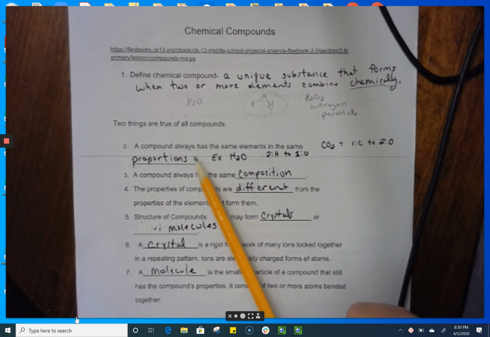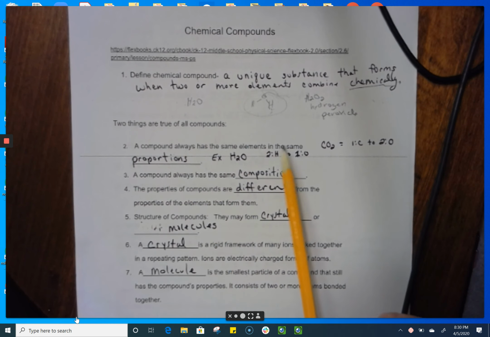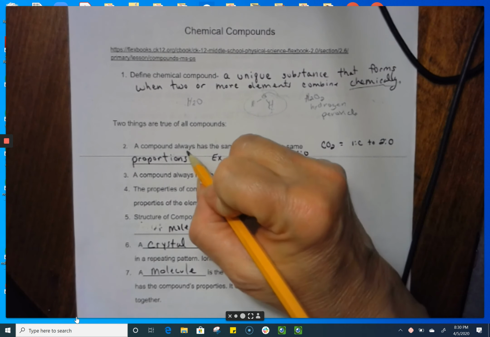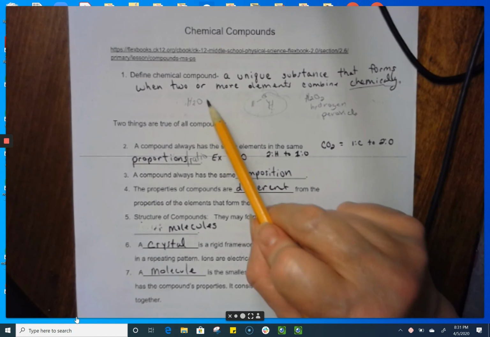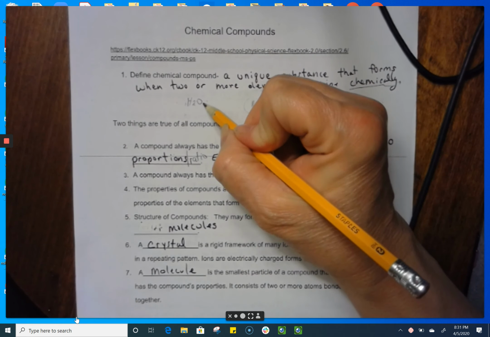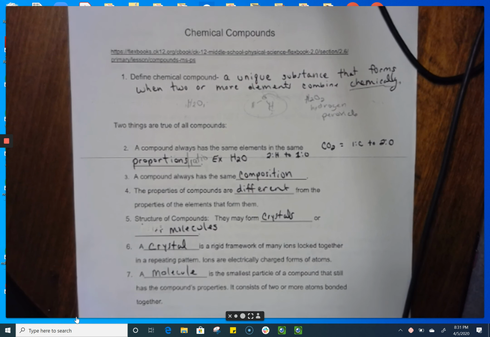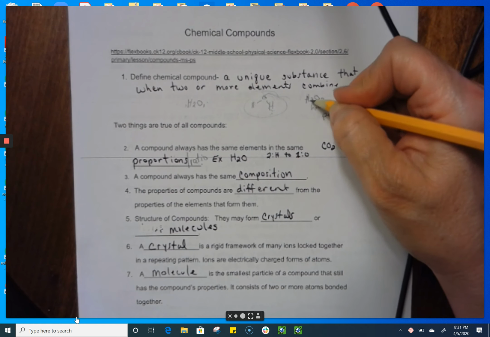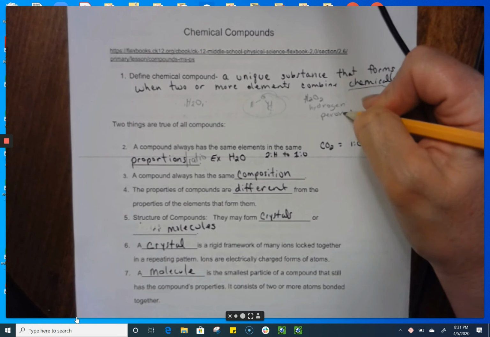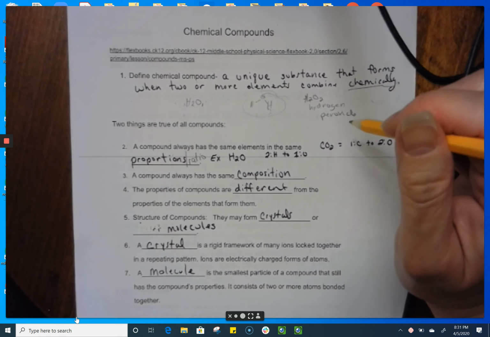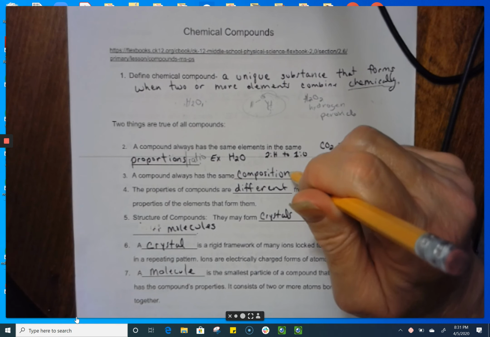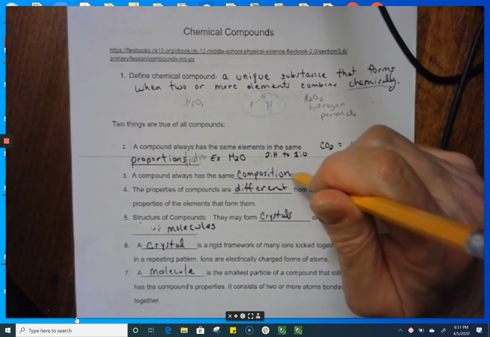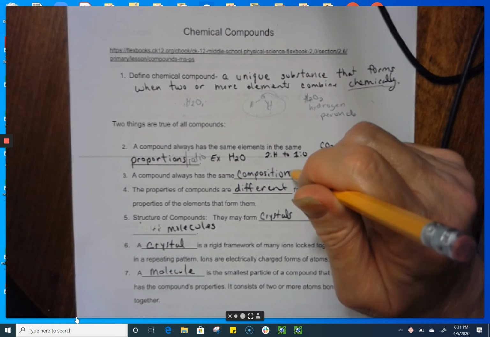Another thing you need to know is that a compound always has the same elements in the same proportions, or you may see the term ratio. Whenever you have water, it's always 2 hydrogen to 1 oxygen atom. If there's not a number written back here behind a symbol, it's understood to be a 1. 2 hydrogen, 1 oxygen. Hydrogen peroxide has 2 hydrogen, 2 oxygen. That's why H2O2 is a different substance than H2O. A compound always has the same composition. Water is always H2O, whether it's in water vapor, liquid water, or frozen solid as ice.